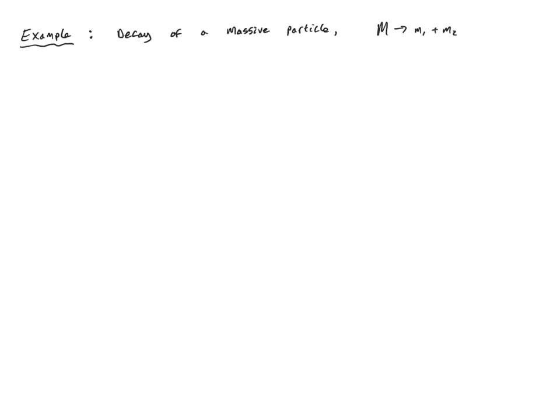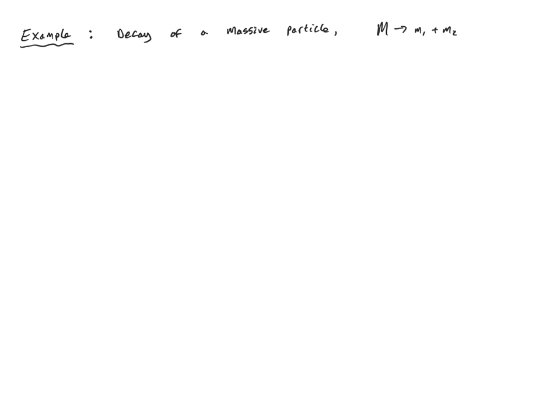Let's consider now another instructive example of the decay of a single massive particle into two smaller particles. That's described by this reaction. Big M goes to little m1 plus little m2, and these are of course the rest masses of the particles.